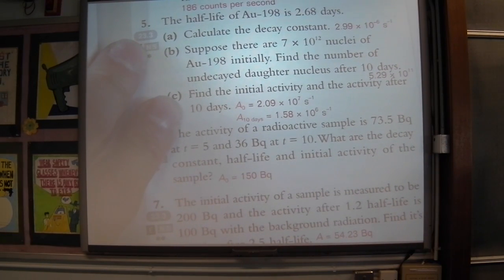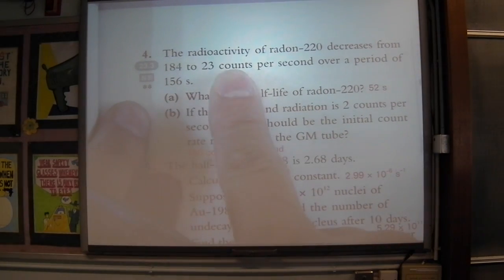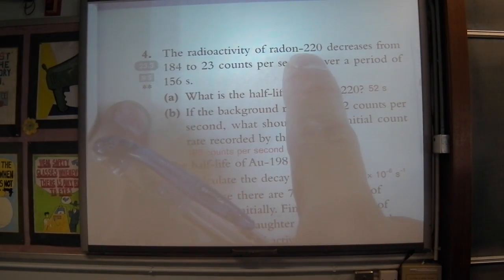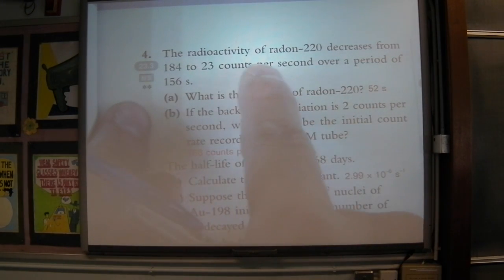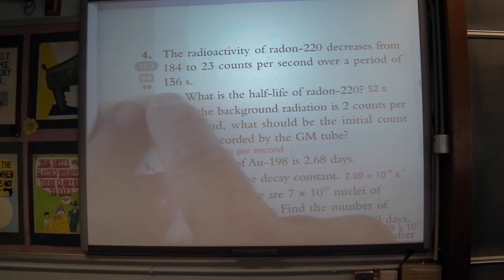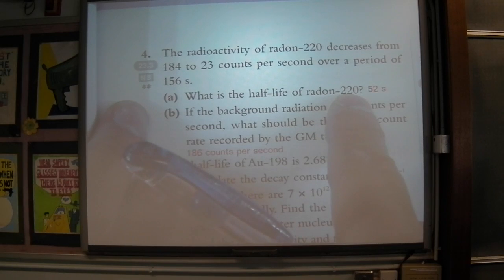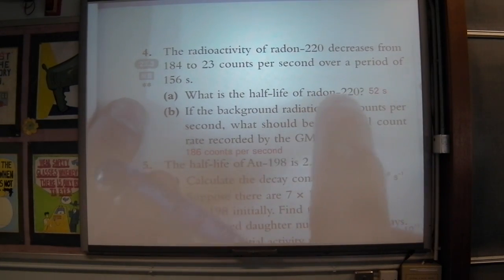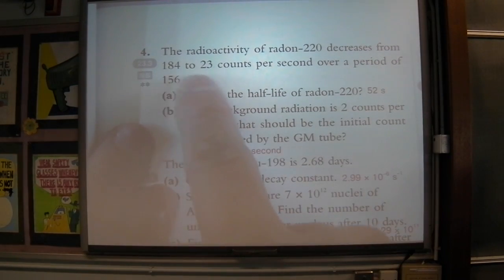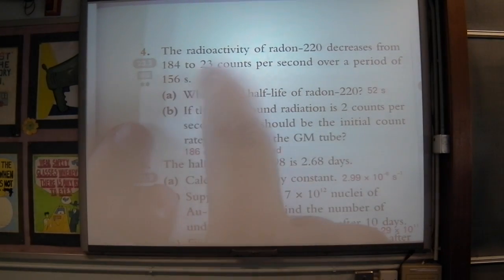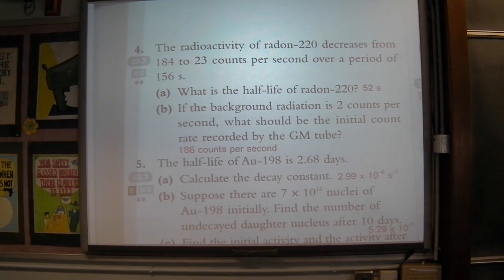Number 4, radioactivity for radon-220 decreases from 184 to 23 counts per second over a period of 156 seconds. What is the half-life of radon-220? Well, for part A, we don't have any good shortcut because the numbers are not simple ones. So we need to use the full method.